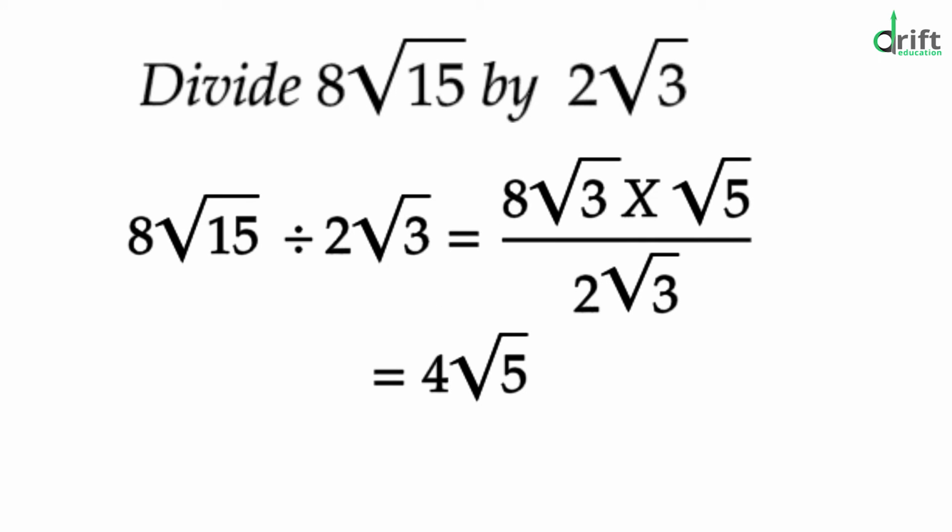Here in the example we have to divide 8 root 15 by 2 root 3. 8 root 15 on expansion gives us 8 root 3 into root 5 divided by 2 root 3. The like irrational number, which is root 3, gets divided and leaves only 4 root 5. Here we can see how multiplication of like irrational numbers is done and how like irrational numbers get divided.